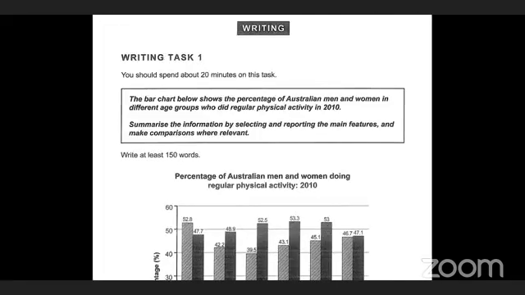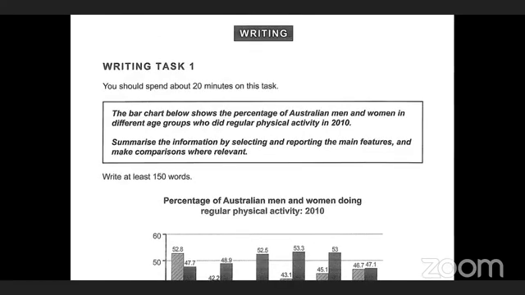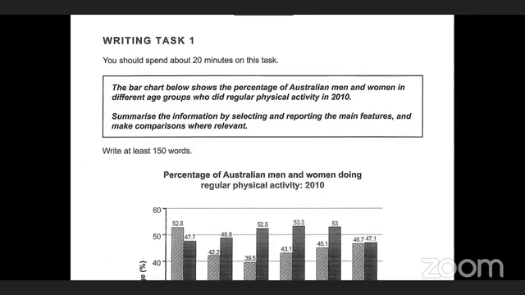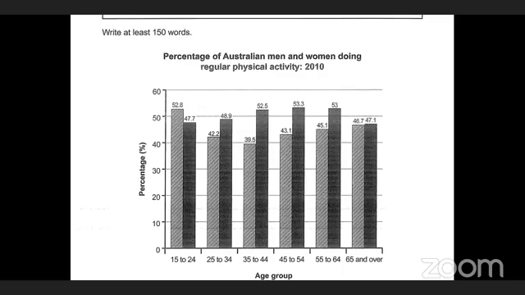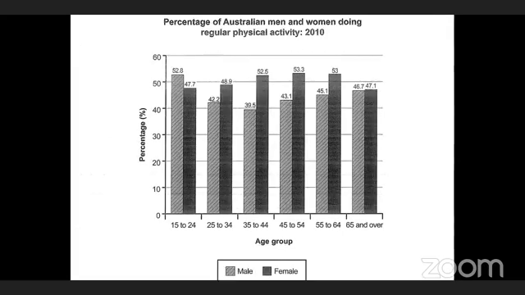The question: you should spend about 20 minutes on the task. The bar chart below shows the percentage of Australian men and women in different age groups who did regular physical activity in 2010. That's the question. And now we have to understand the figure. This is called the bar chart.